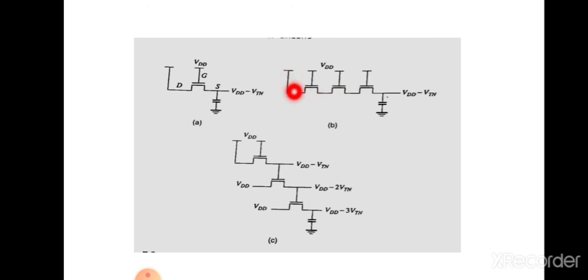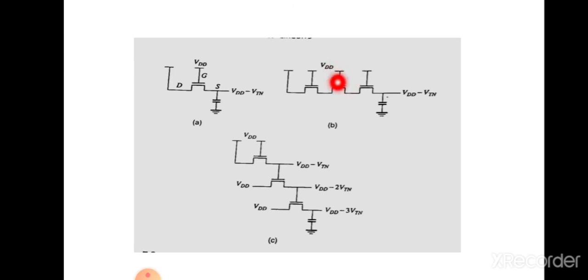So we will expect that here it will be VDD minus VTN, then it will be reduced here, and here also it will be reduced. But actually whenever these are connected in this format, the output voltage will be VDD minus VTN, because here there is no change in the gate voltage, that is VDD. So whenever VDD comes here, the output voltage will be VDD minus VTN. Here also the output will be VDD minus VTN, because there is no change in the gate voltage VDD.